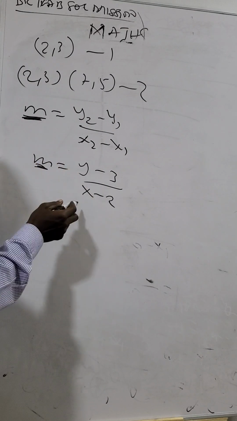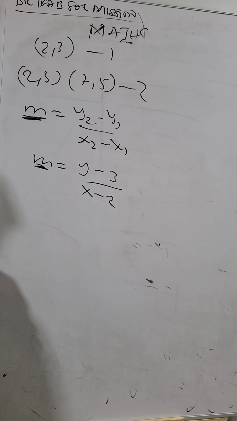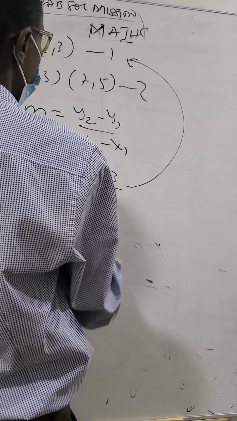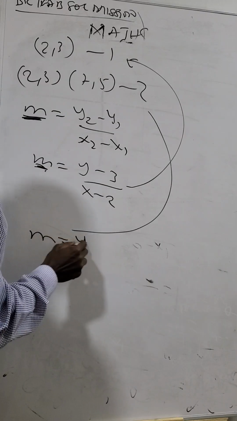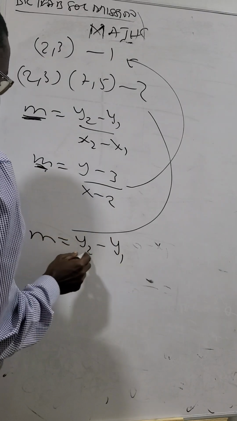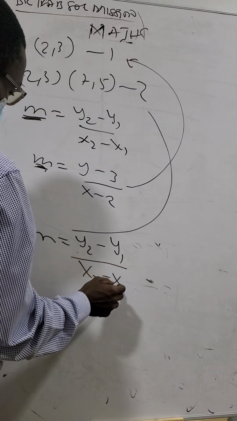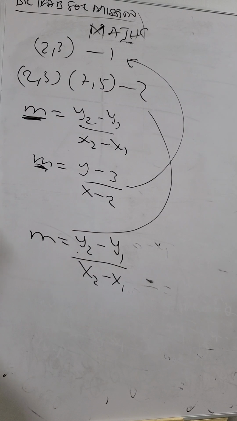Other than that, you have 3 variables. So the gradient should be given to you in the question. That would be for 1 point. For 2 points, the same expression, m is equal to y final minus y initial over x final minus x initial. So here, if you are given 2 points, you can find the gradient.